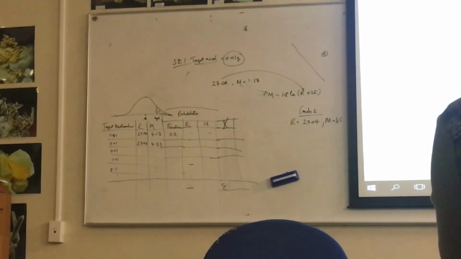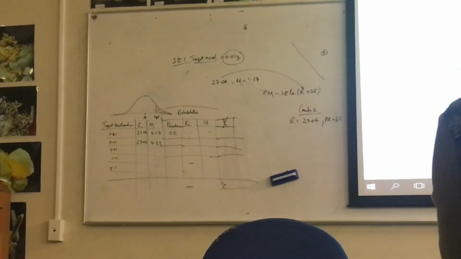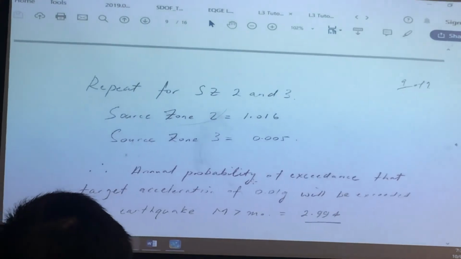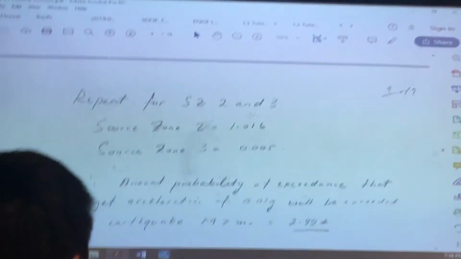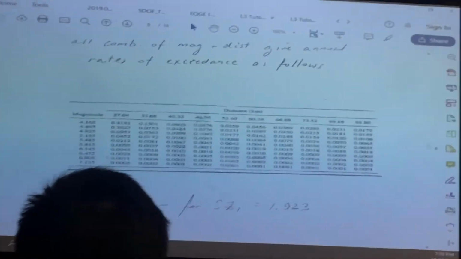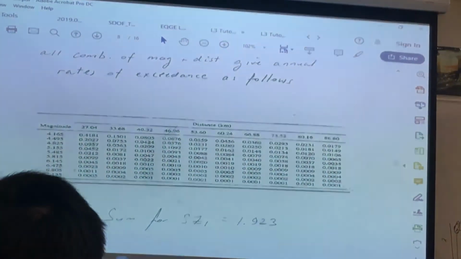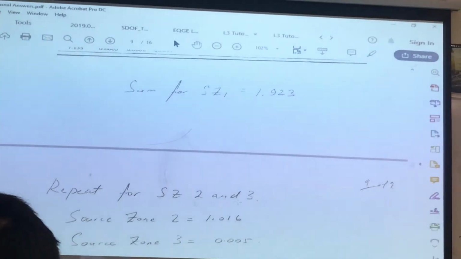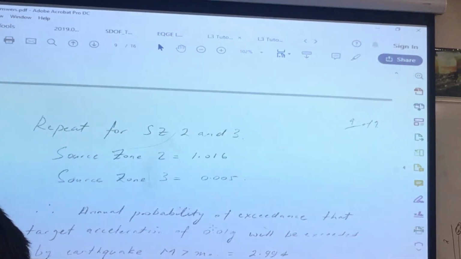So for exceedance of target acceleration level, all combinations of magnitude and distance give annual rates of exceedance as follows. And so we end up with something like this, magnitude, distance, a table like that. We repeat it for source zone 2 and 3. So for source zone 1, we sum all that up. That's for the first target acceleration. Source zone 2 and 3, we do the same.